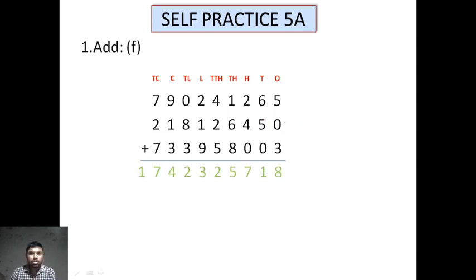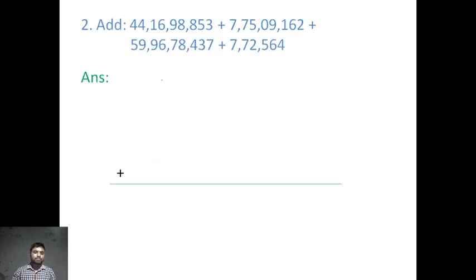So we add ones place with ones place, tens with tens, hundreds with hundreds, and so on. Is it clear? Look, 3 plus 5 is 8, 6 plus 5 is 11, write 1, carry 1 here. And here 3 plus 1 is 4, 2 plus 1 is 3, 3 plus 4 is 7, and it goes on. Is it clear, my dear students? So now come to the next question.